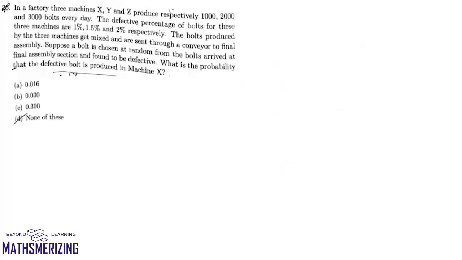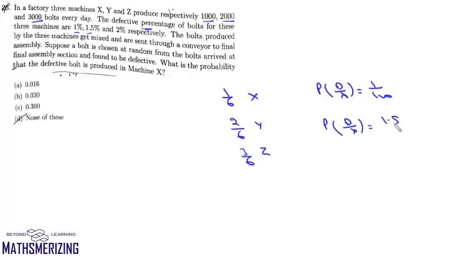Now question number 26 is, in a factory there are 3 machines X, Y and Z, and they produce 1000, 2000 and 3000 bolts every day. Now the probability that bolt is manufactured by X is 1000 by 6000, so it will be 1 by 6, Y is 2 by 6 and Z is 3 by 6. Now defective percentage of each of these machines are 1, 1.5 and 2. So probability of getting defective from X, it is 1 by 100. Defective from Y, it is 1.5 by 100. And defective from Z, it is 2 by 100.